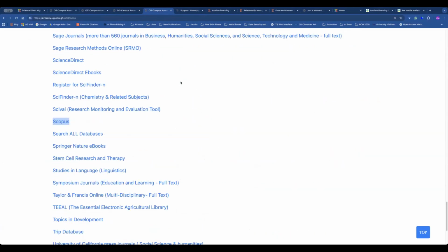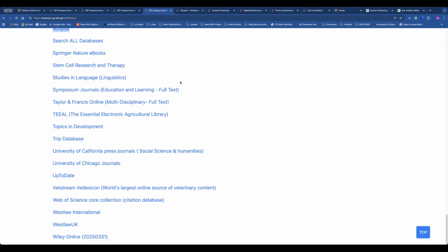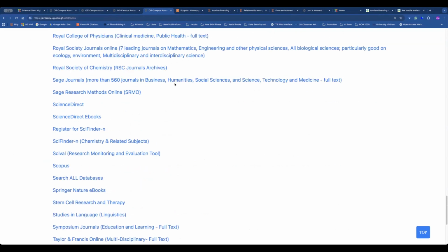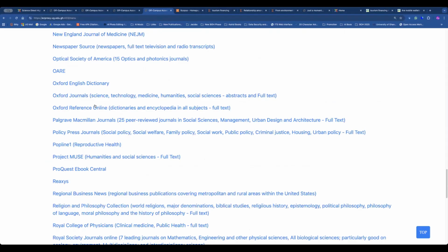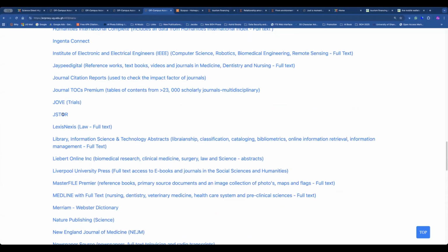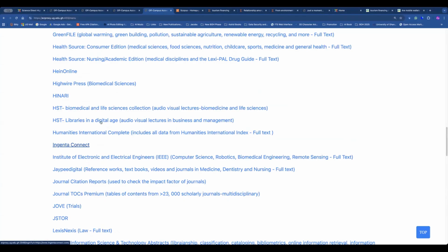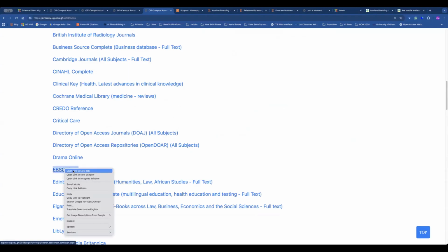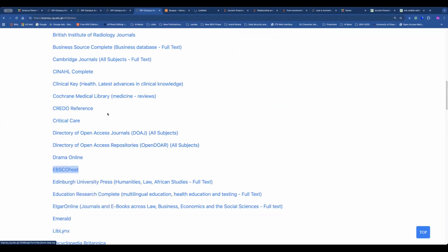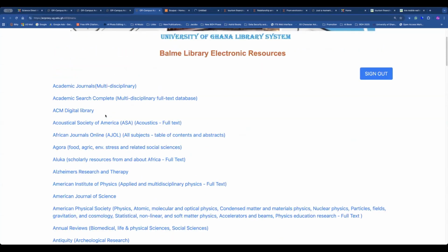So let me see if I can find one of the ones I use for healthcare. Sage is also good for our area of study. Then JSTOR. I didn't know that we even have this one. This is also good. Integral Connect. Okay, quite a lot of them. Then another one for business. This is where you find Harvard Business Review, EBSCO, largely North American papers and journals.